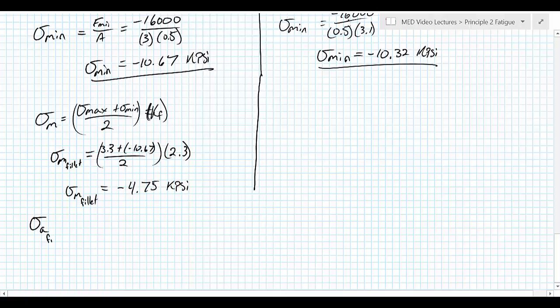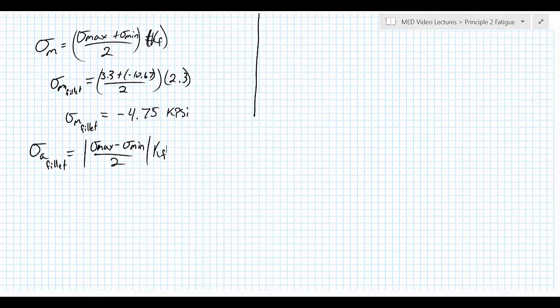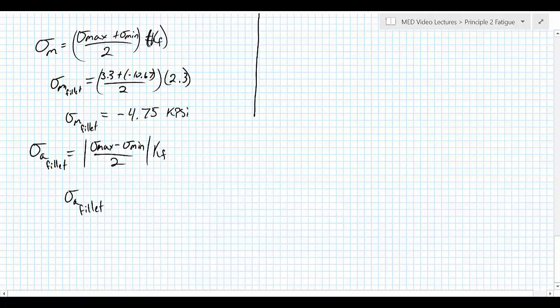Our amplitude stress is calculated in a similar way. So our amplitude stress for the fillet, to be clear, is the absolute value of the maximum minus the minimum over 2. And again, we'll multiply times our stress concentration factor. So you can do that math fairly straightforward. So the fillet, the amplitude stress is 18.13 kpsi.